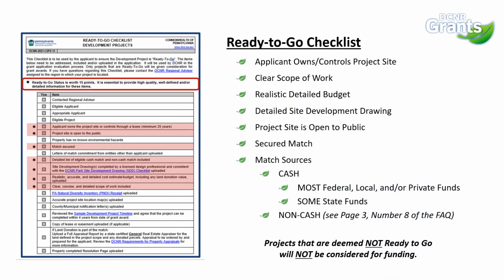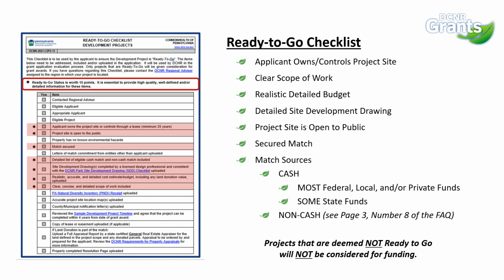The Ready-to-Go checklist is a very important part of your grant application. When combined, the 7 ready-to-go items delineated here will provide a clear picture of your project and how you plan to make it a reality. A copy of this checklist can be found in the grant portal. We will review each of these in greater detail.